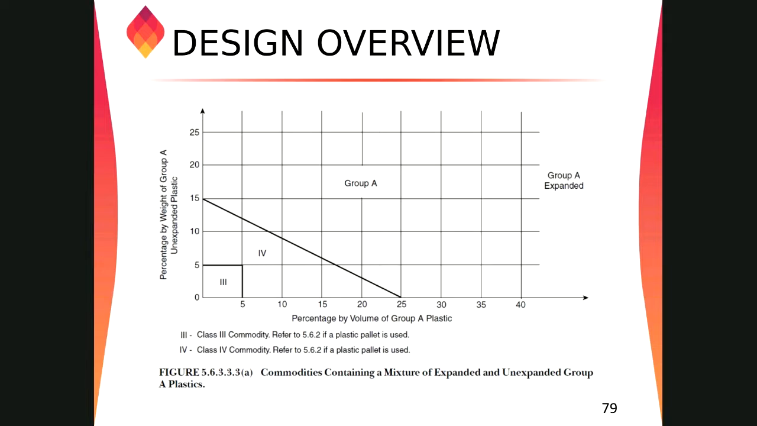So for unexpanded, they will take the weight, and for the expanded, they will take the volume. So we can give 5% of the expanded and 5% of the unexpanded in class 3 commodities, 5% of the group A plastic. But if you are keeping group A into class 2 commodities, we can go up to 15% of the unexpanded product and 25% of the expanded product. This is what they have given you as criteria.